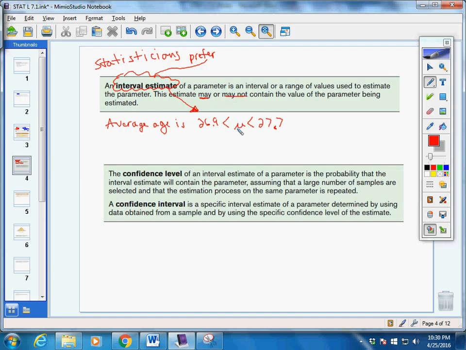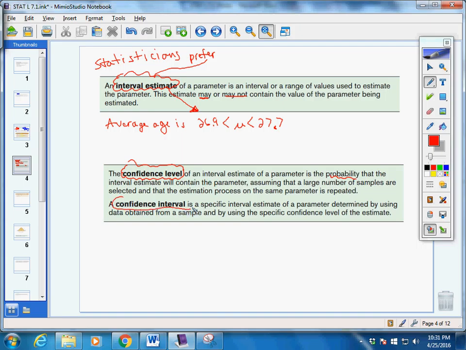So how confident can we be that if I wanted the average age of college students at a particular college, it's going to fall between here? Well, let's say with 95% confidence, basically the more confident, the wider the interval. So what are we talking about? We're talking confidence levels and confidence intervals. The confidence level of an interval estimate of a parameter is the probability, kind of almost back to that standard normal distribution, the area, 100%, area under the curve. It's the probability that the interval estimate will contain the parameter, assuming a large number of samples are selected. And we're going to talk later about how large that sample size has to be.